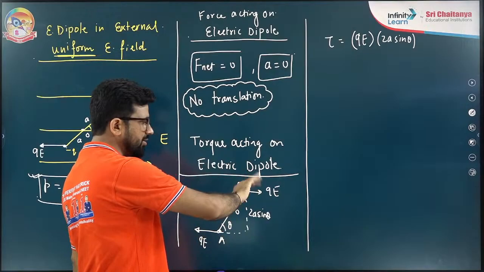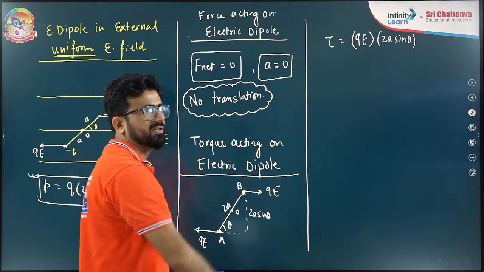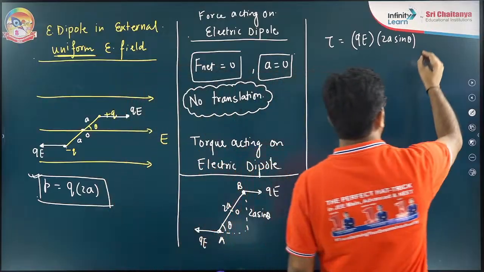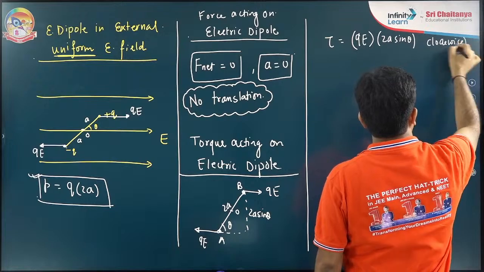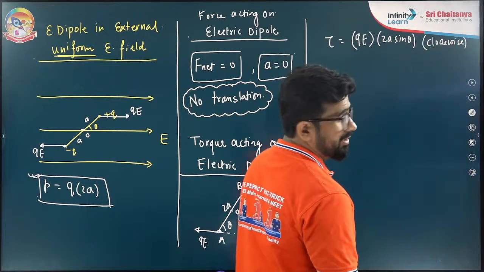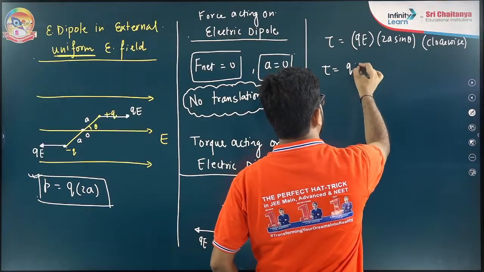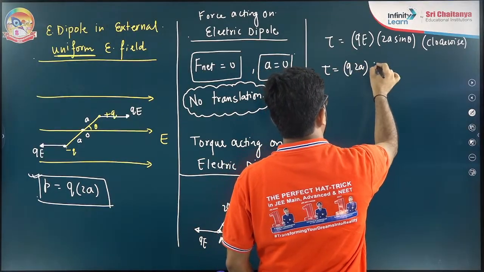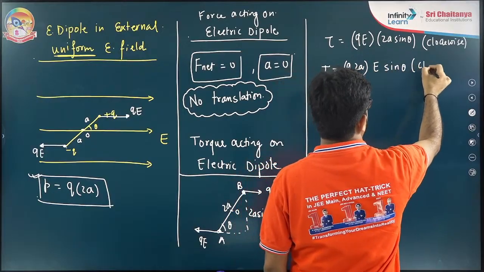And this is r cross F. The r vector is in this direction, F is in this direction, so r cross F means this is the clockwise torque, beta. Now you can write it properly. The torque is equal to Q into 2a, one term, then E into sin theta, and this is clockwise.